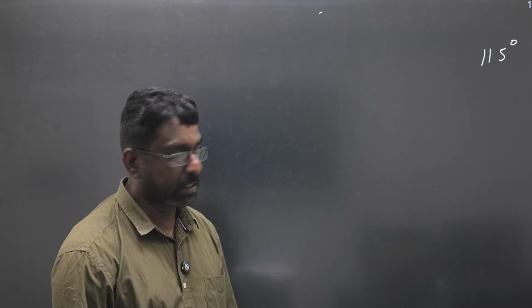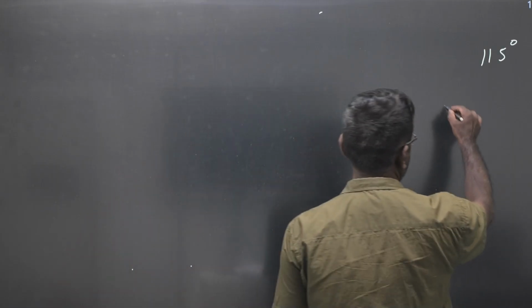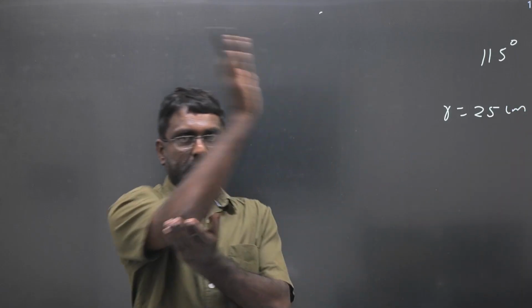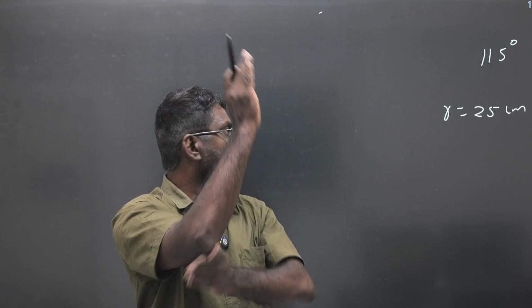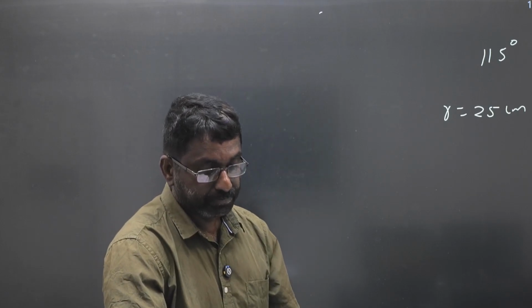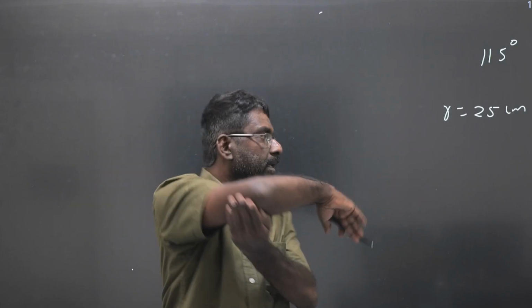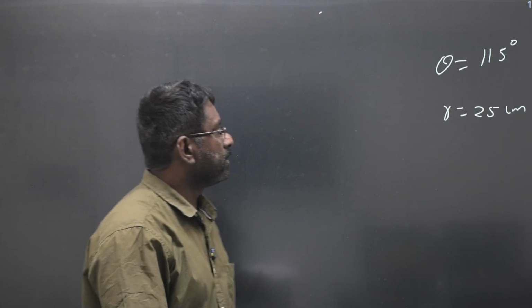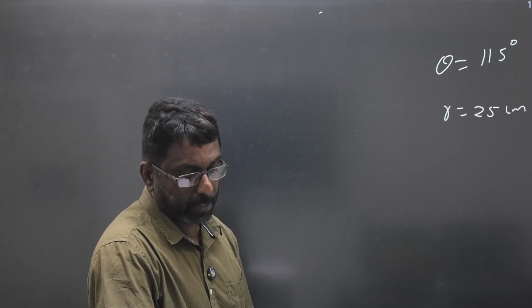First you read the question. Here R is equal to how much? R is given, 25 centimeter. The wiper is moving like this, so its hand like this is 25 centimeter, that is given. And it describes an angle of 115 degree. So theta is equal to 115 degree.